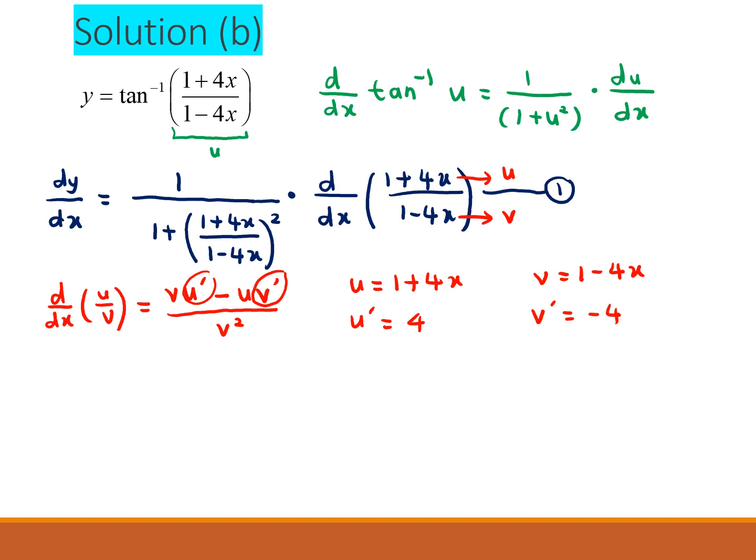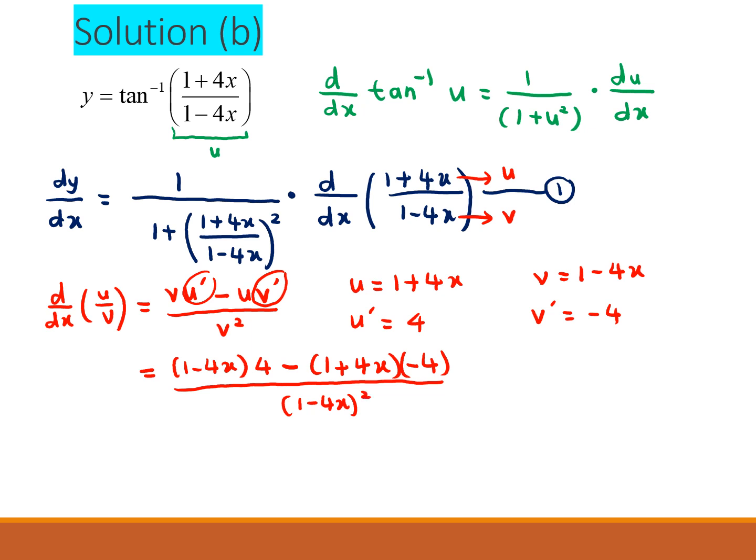So we substitute into the formula, where v is 1 minus 4x, times the derivative of u, which is 4, minus u, which is 1 plus 4x, times the derivative of v, which is negative 4, over v squared, which is (1 minus 4x) squared. So the whole thing is v squared.